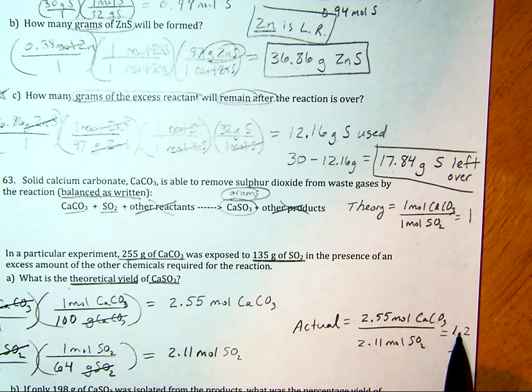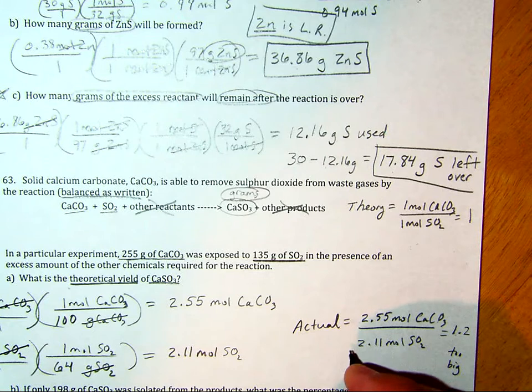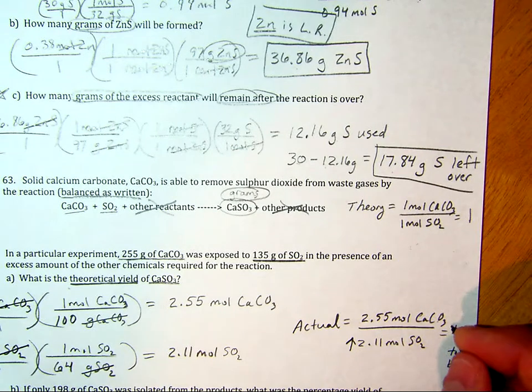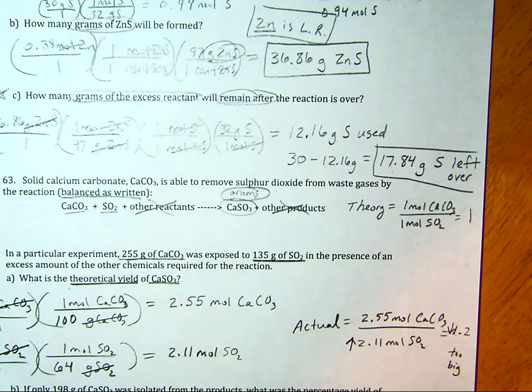It's already too big. So what would happen if we added more of the bottom number? If we had more moles of SO2, this number, if you divide by a larger number, the answer gets smaller, which is what we want. We need more SO2. So that means SO2 is our limiting reactant.